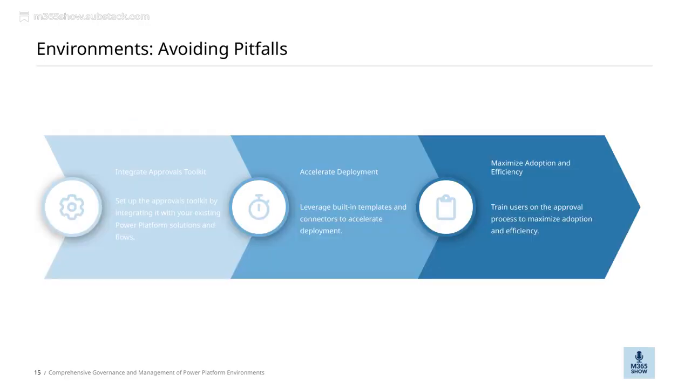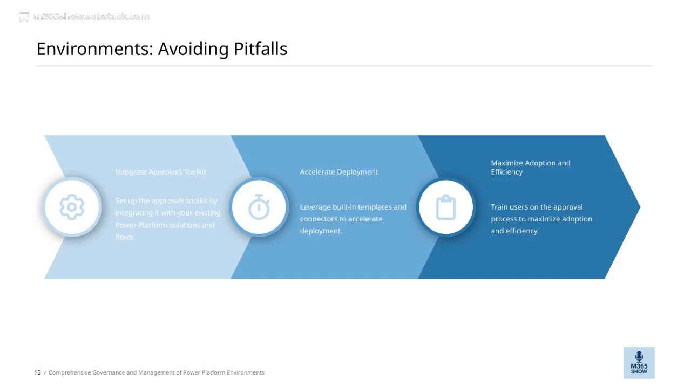Let's talk about environments and how to avoid common pitfalls. A key part of this is comprehensive governance and management of your Power Platform environments. Ensuring proper oversight helps prevent issues down the line. One effective way to do this is by training your users on the approval process. When users understand how and why approvals are needed, you'll see increased adoption and greater efficiency across your organization. It's about making the process seamless and clear so everyone knows their role.